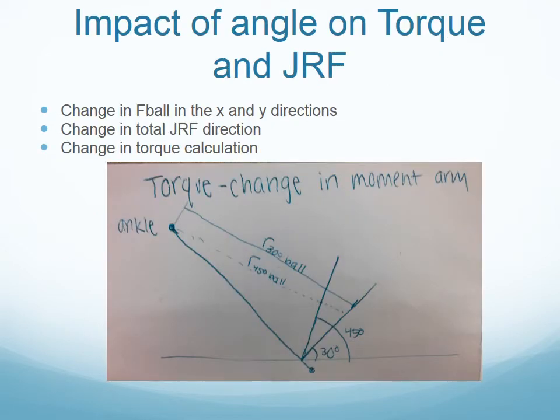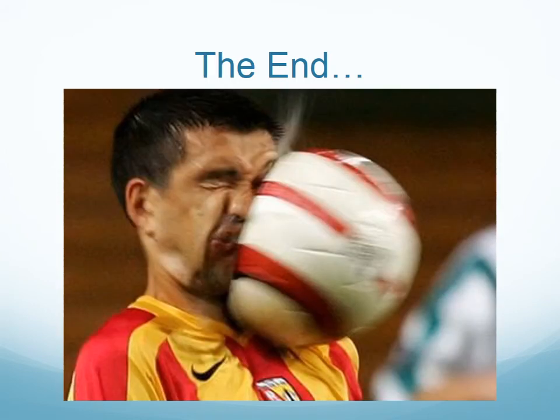We see that by changing the trajectory angle, there's a change in the x and y distribution of the ball force. This changes the torque magnitude and also the direction of the joint reaction force application. Thus, a different trajectory angle of the ball has an effect on the forces acting at the joint. Now we know how torque and joint kinematics influence the projectile motion of a soccer ball. Thank you for listening, and remember to kick your soccer ball at a 45-degree angle.